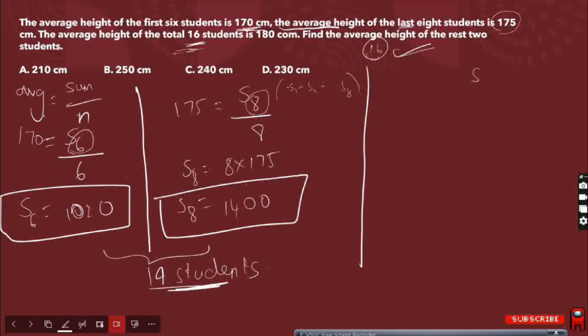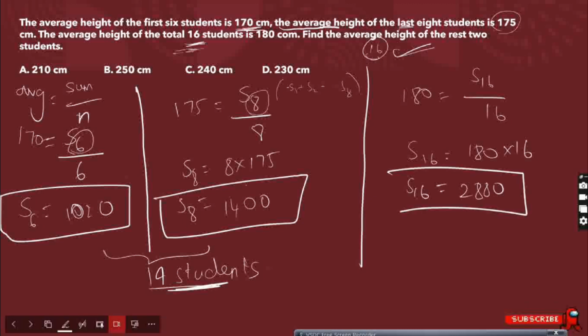Now they have given the 16 students average. So the 16 students average is x16, the number of observations is 16, and the given average is 180. So S16 is equal to 180 into 16, which will give you 2880. So 2880 is the sum of 16 students. Now in the question they are asking, find the average height of the rest 2 students.